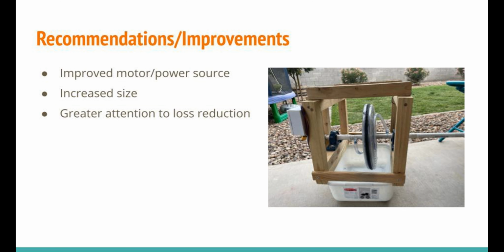Some recommendations and improvements. We would like to improve the motor power combination to better handle the additional mass of the water itself. Hopefully get that angular speed going a little faster. We would also like to increase the size and pay greater attention to the loss reduction so we can increase efficiency.